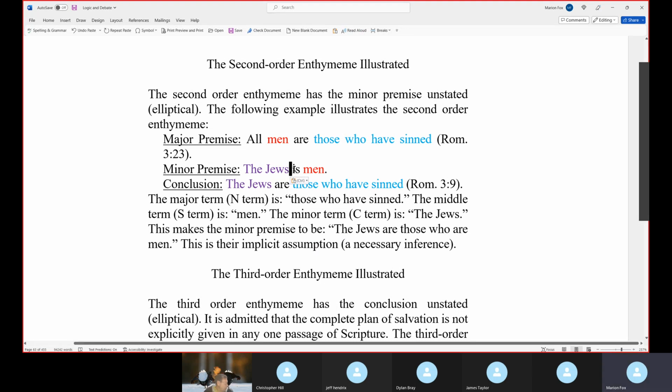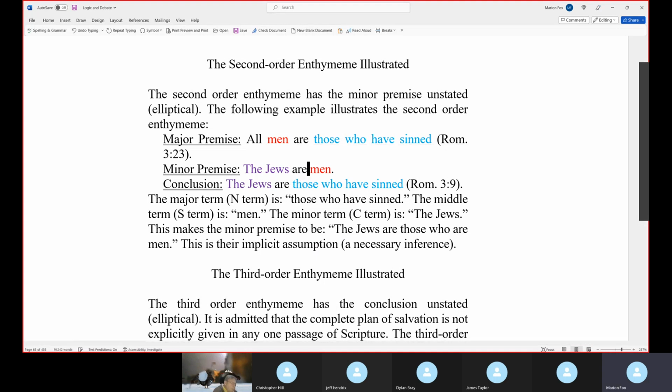And we have to change this to "are" from the singular "is," but that's okay. The Jews are men. Well, we already knew that. We didn't draw any new conclusions on it, but that's the assumption he's making. All men are those who have sinned. The Jews are men. Therefore, the Jews are those who have sinned. Well, that's pretty evident. That's his minor premise. Does that make sense?